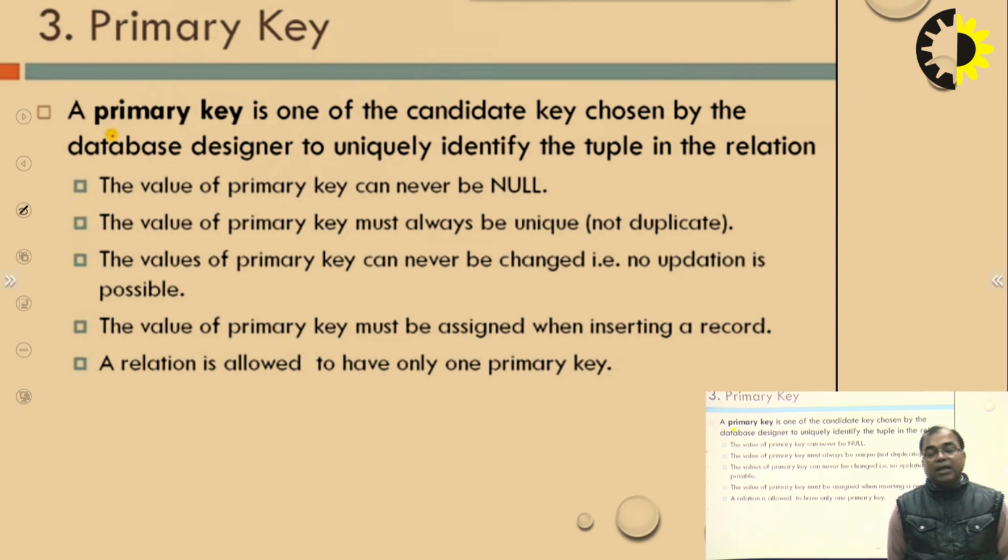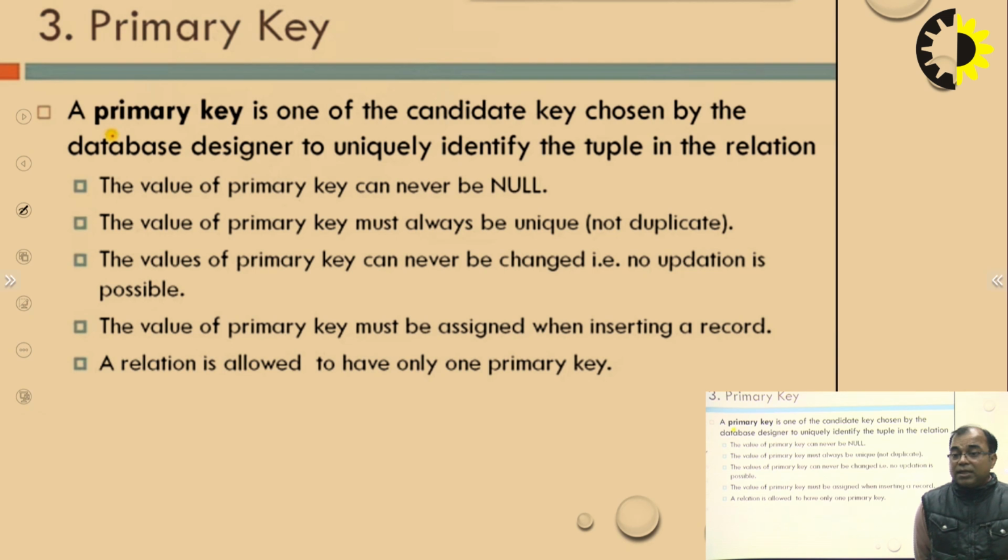So primary key क्या है? Primary key is basically one of the candidate keys chosen by the database designer to uniquely identify the tuples in the relation. So a candidate key uniquely identifies the whole table's tuples. So it is one of the candidate keys only. So who decides which one is the primary key?